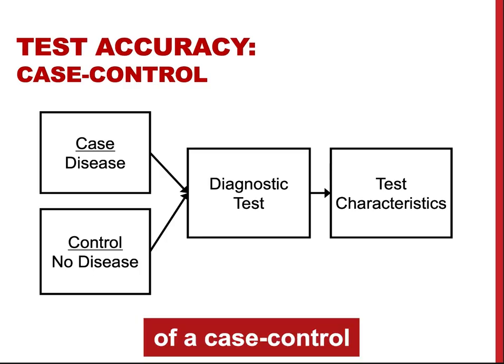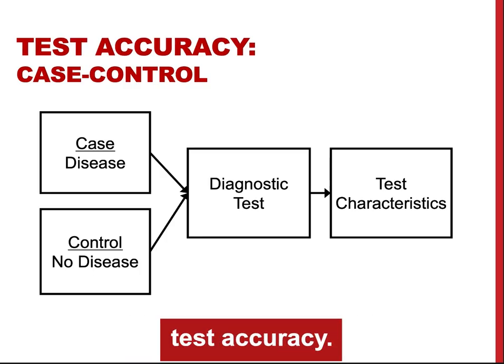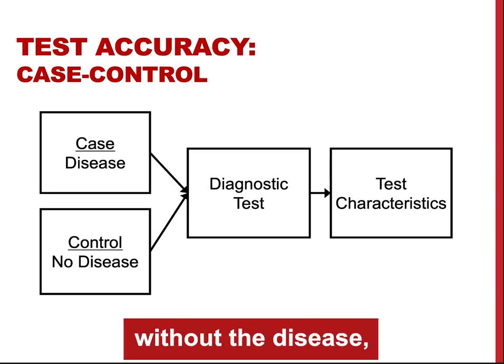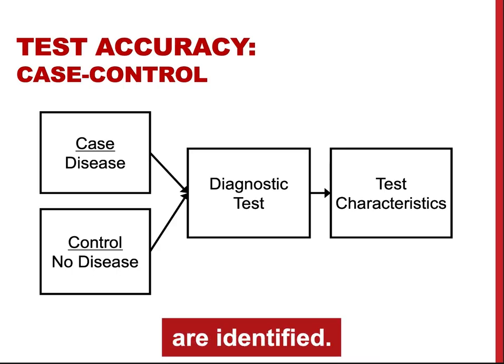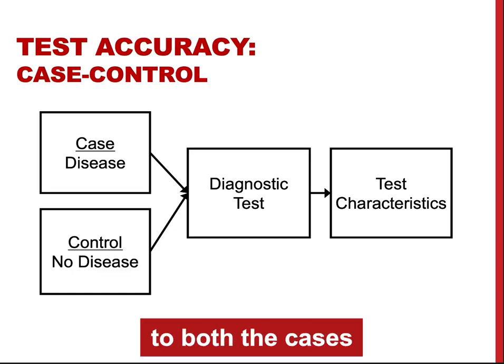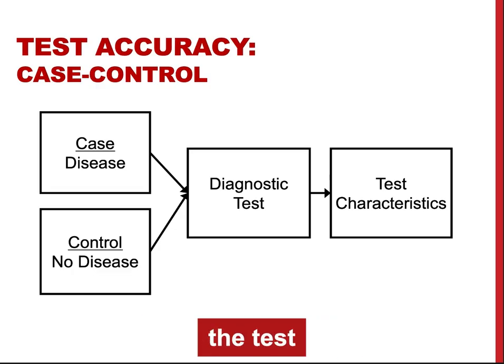This is a diagram of a case control study of diagnostic test accuracy. Those with the disease, the cases, and those without the disease, the controls, are identified. Case control studies, by definition, are retrospective and are at risk for recall or record bias. The diagnostic test is applied to both the cases and the controls to determine the test characteristics.